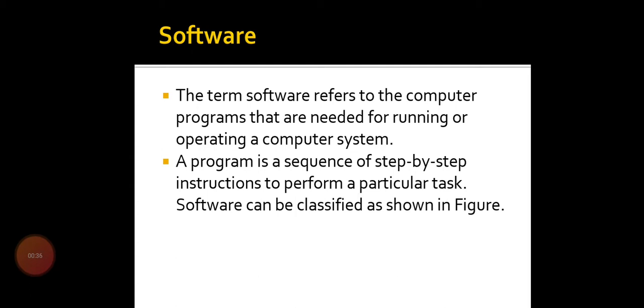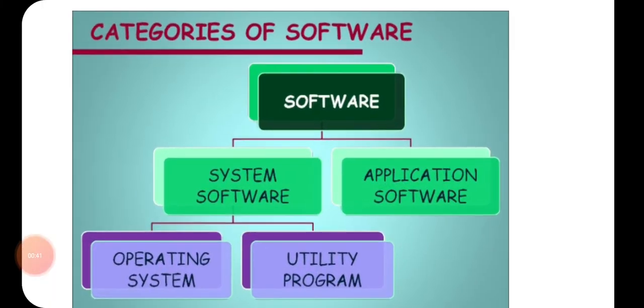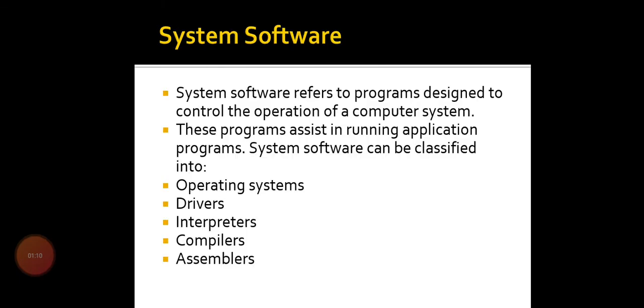Softwares can be divided into two forms. You can see this. Categories of software. Software are two types: system software and application software. System softwares are further divided into operating systems and utility programs. I will explain all these things in the next slide. Till then, remember, softwares are of two types: system software and application software.